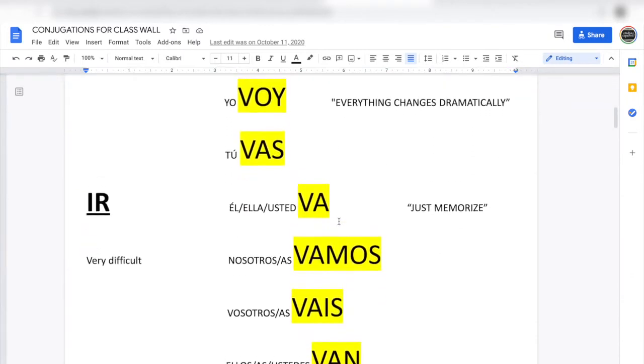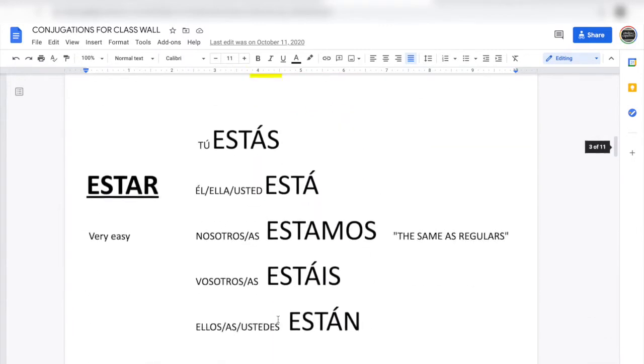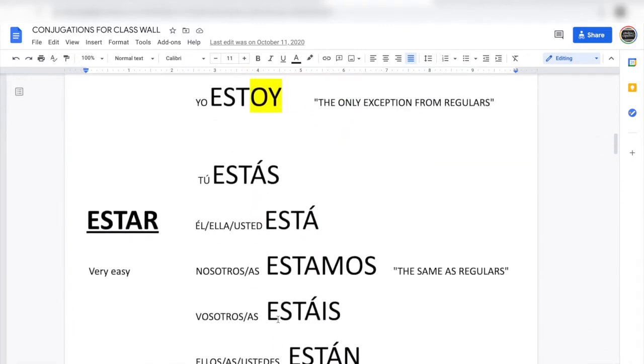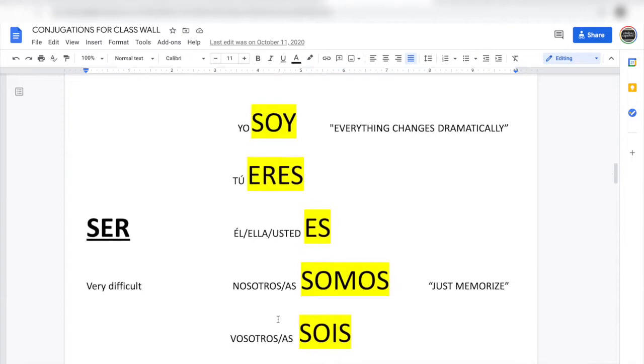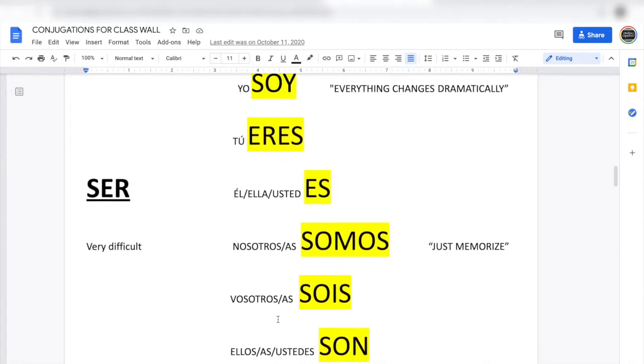Ir, which is to go, very irregular verb. They are not gonna like it, but it's essential in order to build grammar, like I am going to study, yo voy a estudiar, and as you can see, here are the subject pronouns. Then estar is a key element too. It's the verb to be, okay? Ser, the verb to be also. In Spanish, we have two to be verbs.